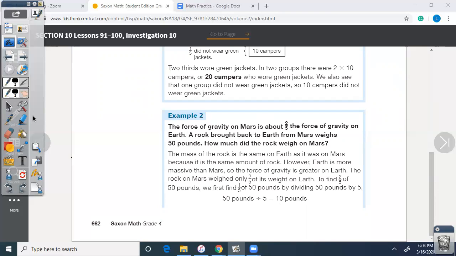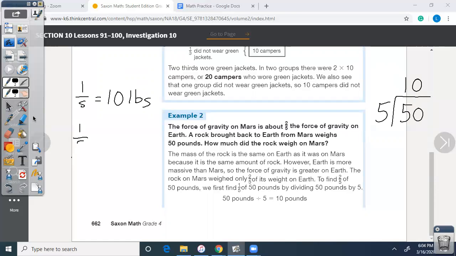So the way that we're going to do that, we are going to take 50, and we're going to divide it by 5, because we're going to divide it into fifths, right? We're going to find 1/5, 1/5, 1/5, 1/5, 1/5. So 5 goes into 50 how many times? It's one of our facts. 10 times. So that means 1/5 equals 10 pounds. And another 1/5 equals 10 pounds.